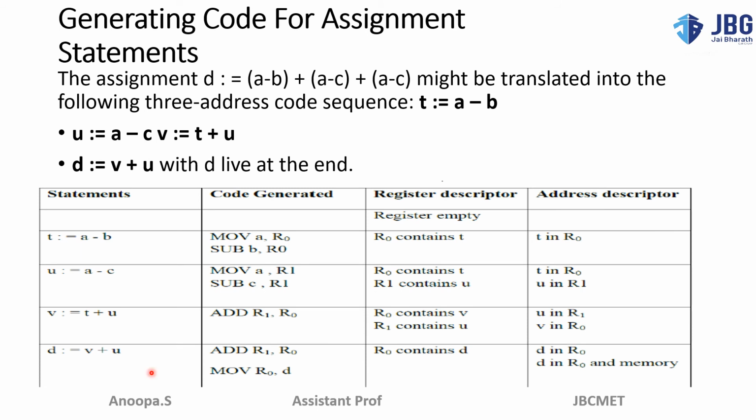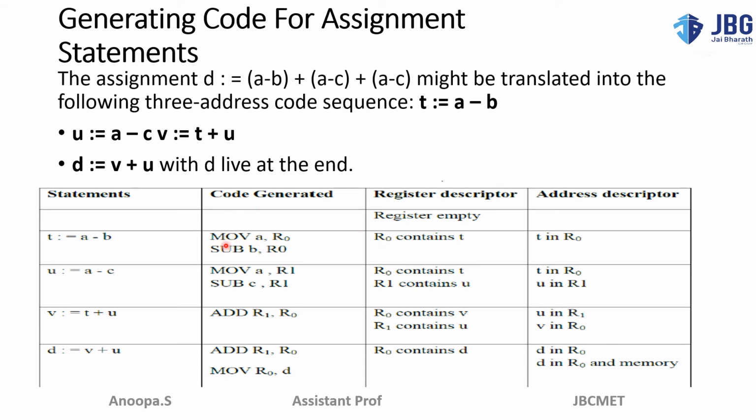Now, generating code for assignment statements, we have an example: D equal to A minus B plus A minus C plus A minus C. So I can write the three address code as T equal to A minus B, U equal to A minus C, V equal to T plus U, D equal to V plus U, with D alive at the end.